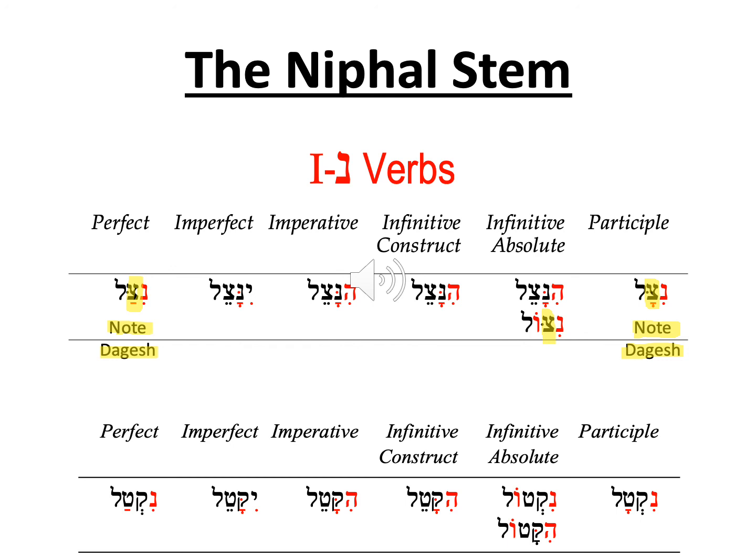In the imperfect, the imperative, the infinitive construct, and infinitive absolute, the verb looks exactly the same because there's already a nun being placed in the first root letter as a dagesh forte, and we simply maintain the same here in a first nun verb. So again, the dagesh forte in the perfect and the participle is really the only difference within first nun verbs.